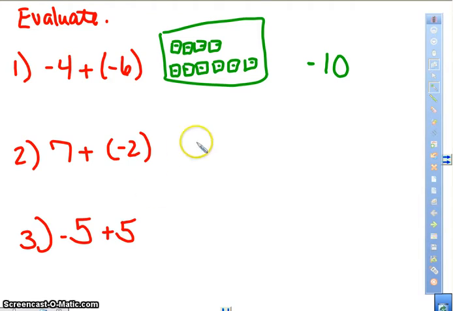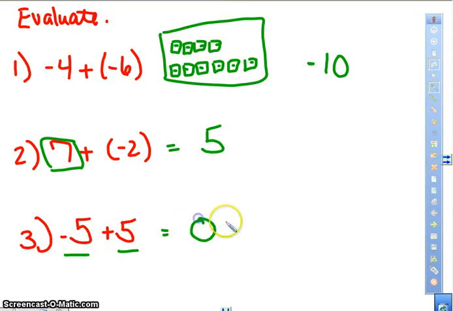7 plus -2, well, I have opposite signs. I know that there's going to be more positive chips than negative, and that 2 positive would cancel out with the 2 negative. So 7 minus 2 is 5. The answer will be positive 5. Here I have -5 chips and I have positive 5 chips. There's going to be a total cancellation. These are opposites. When I add opposites, your answer is 0.